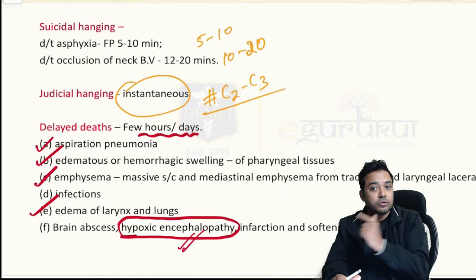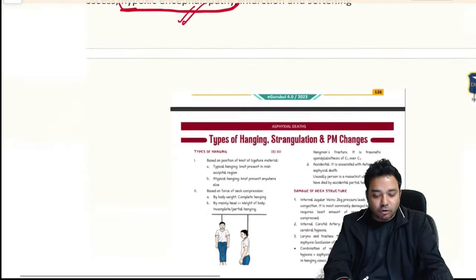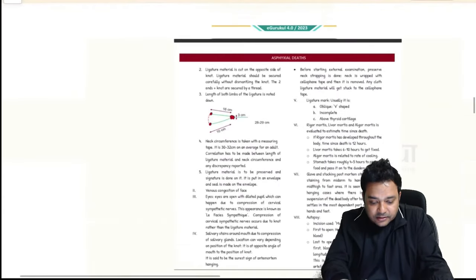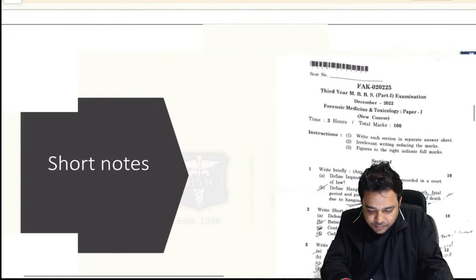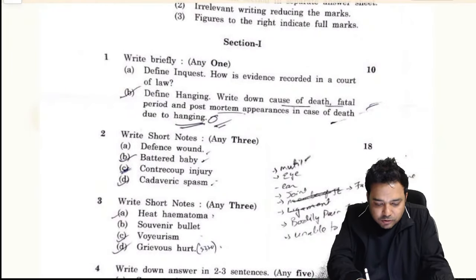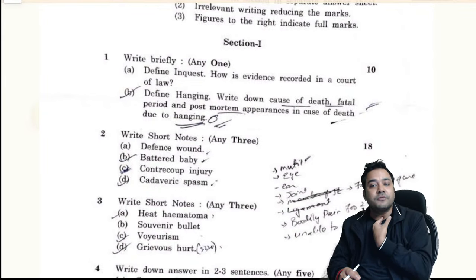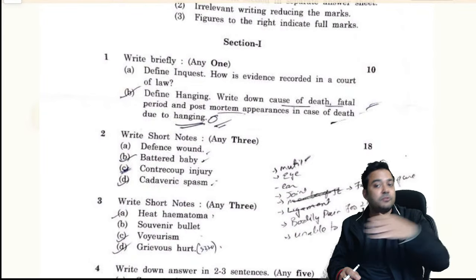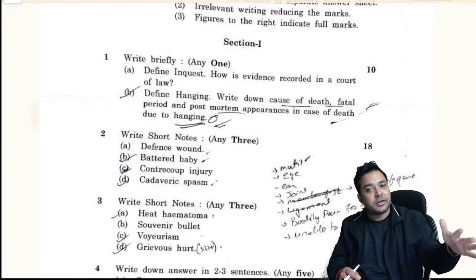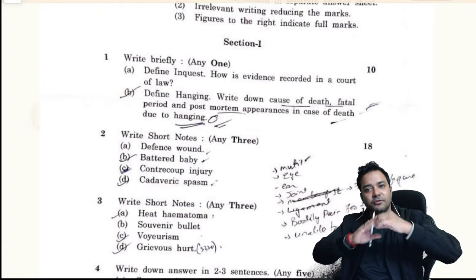Now coming to the cause of death, this was also one of the parts asked in relation to hanging cases. Fatal period is in minutes. Due to compression of the airways, it is 5 to 10 minutes. Due to compression of carotids, it is 10 to 20 minutes. Got it? Judicial hanging, instant death. Delayed death is in a few hours to a few days.